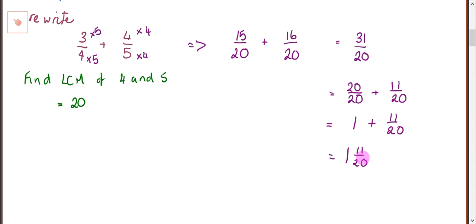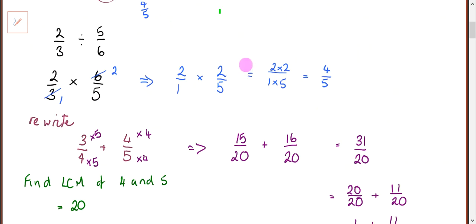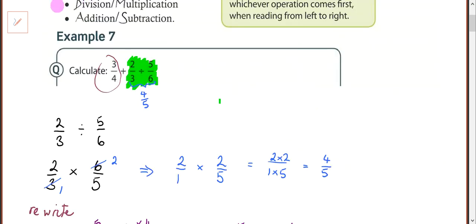Yeah? You're good with that. So that is the answer to this whole question. Nice. Equals 1 and 11 20ths. We did it in 2 steps.